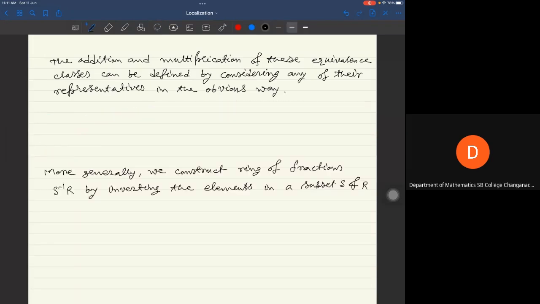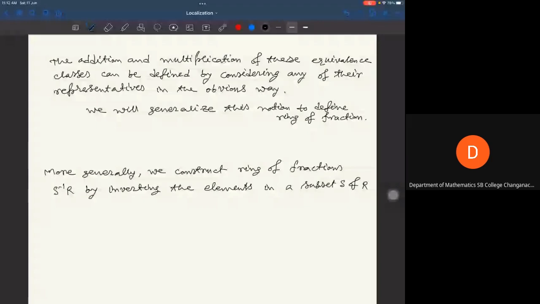Okay, so here I should, right? We will generalize this notion to define the ring of fractions.